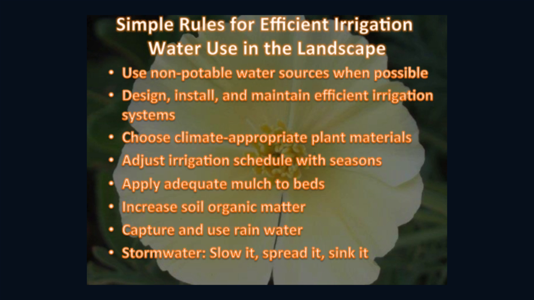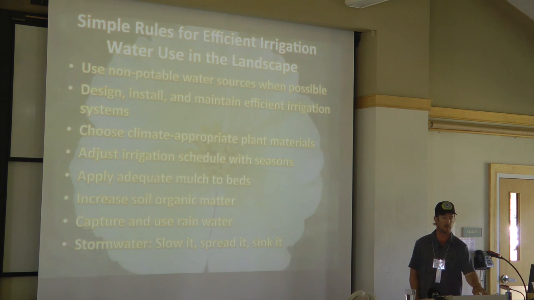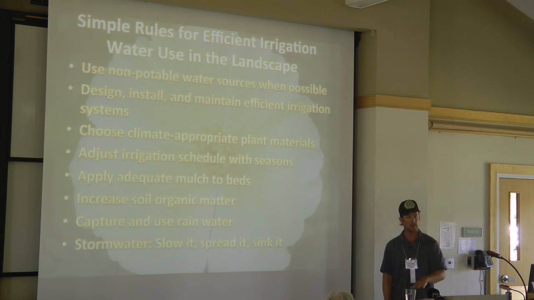All right, so first of all, let's just talk about some simple, basic rules for efficient irrigation water use in the landscape. Number one, try to use non-potable water sources when possible. So that's gray water, rainwater. It's legal now to use gray water. So that's water from your laundry system, from your shower, from your bathroom sinks. That's all legal in California now.